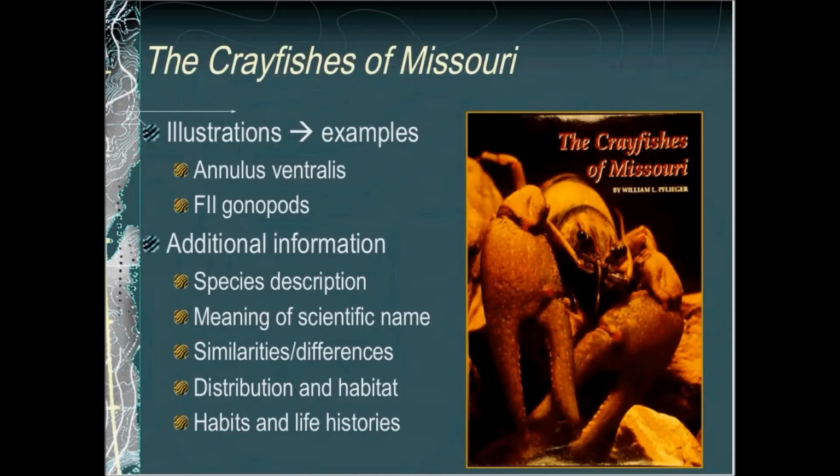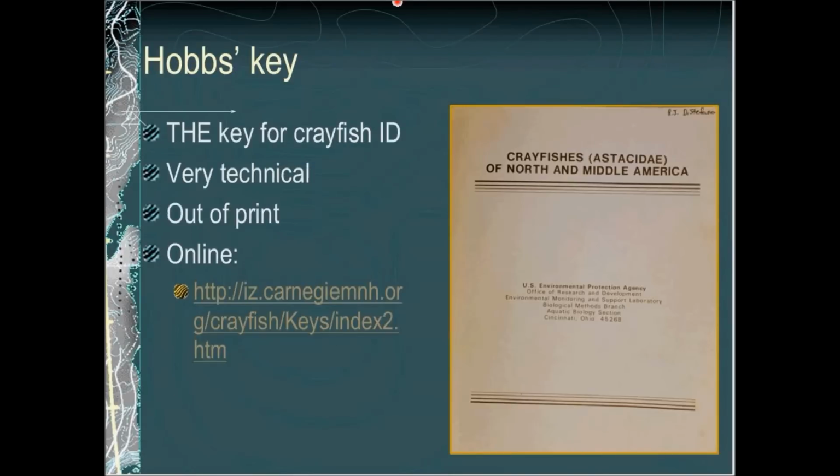The nice thing about these state keys is that it gives you examples of the annulus ventralis for the different species, which are different for each species. It also shows you what those gonopods look like when they're not reproductively active. And Eric sent me a quick message that asked, is this Hobbs key free? And it is. You can just click on here and it's an online key that you read and you click and it sends you to the next couplet. So it's fairly easy to use as long as you know the terminology.